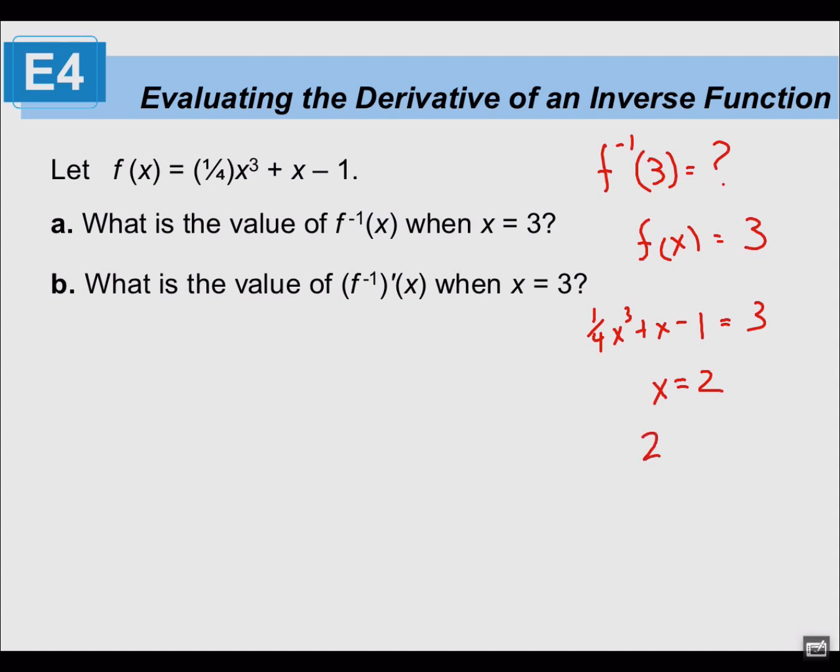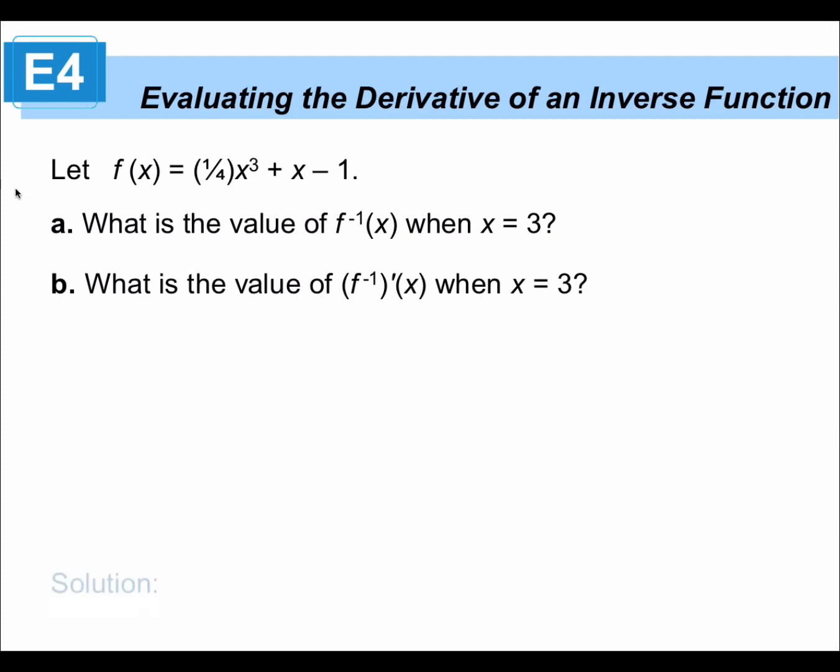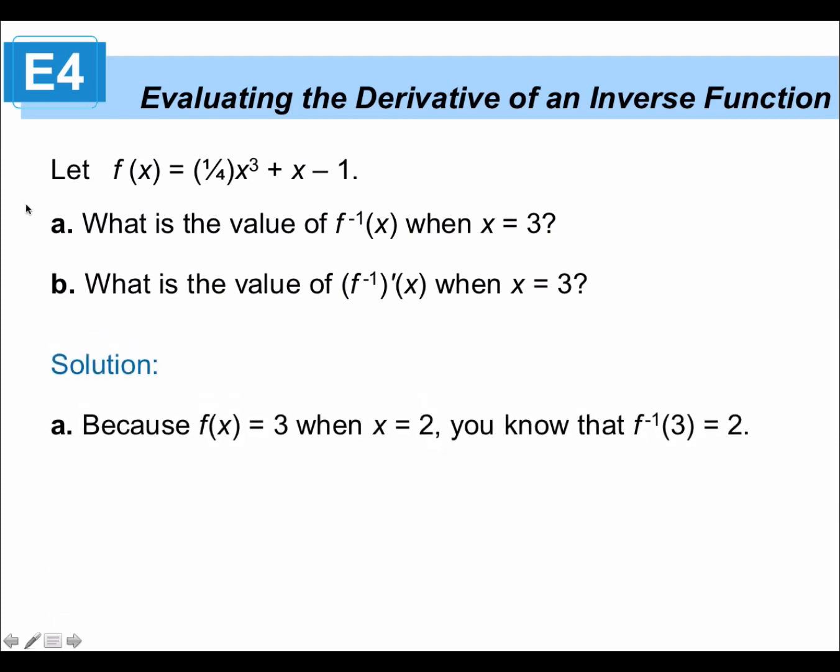Which means that the point 2 comma 3 is on the function. Therefore, its corresponding point on the inverse would be 3 comma 2. So therefore, this is equal to 2. Okay, that's the first thing you need to get out of this, is that when you look at a point on the function and a point on the inverse, the x's and the y's flip-flop. You with me so far? Good. We did that already. Good.